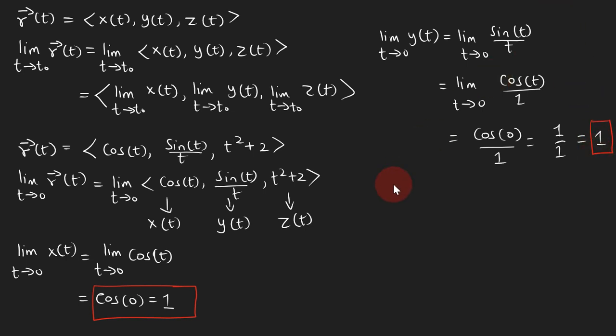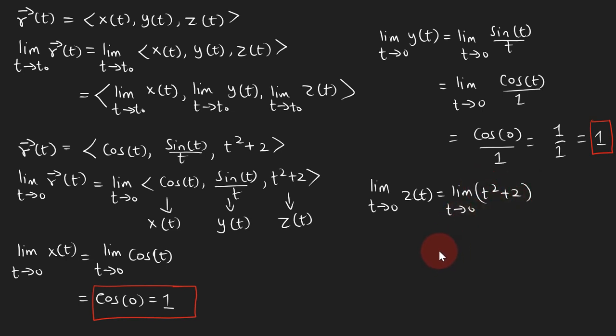So let's do the same for the last component function. That will be the limit as t approaches 0 for z of t, which will be equal to the limit as t approaches 0 for t squared plus 2, for this function here.